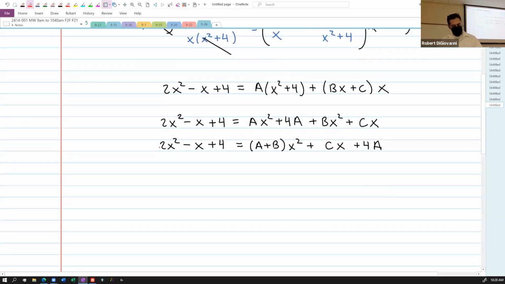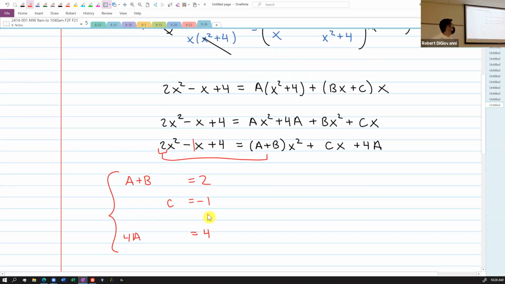All right, let's match things up. A 2 in front of x squared. So a plus b has to be 2. -1 has to be c. And then 4a has to be 4. You following me? A plus b has to be that coefficient. The number in front of x has to match here, -1. And then the 4a, which is by itself, has to match the 4.